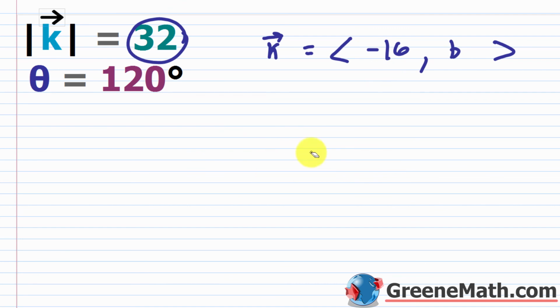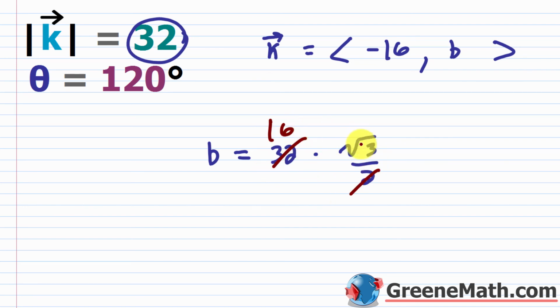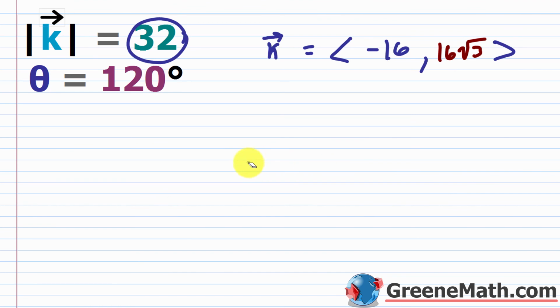Okay, let's get rid of this. Let's think about b now. So b is equal to the same 32, the magnitude of this vector k, times now the sine of this 120 degrees. Well, I'm in quadrant 2. I have that same 60 degree reference angle, but now sine is positive. So this is going to be times square root of 3 over 2. This cancels with the 32 and gives me 16. So this is 16 times the square root of 3. So that's going to be our component form. For this vector k, your horizontal component is negative 16, and your vertical component is 16 times the square root of 3.